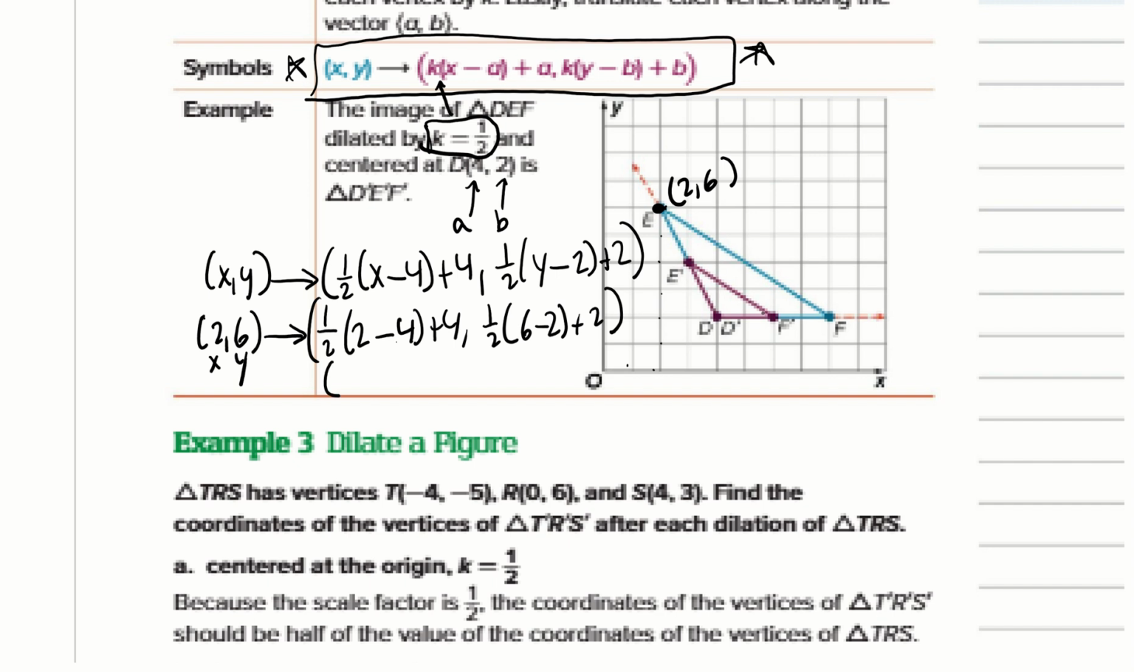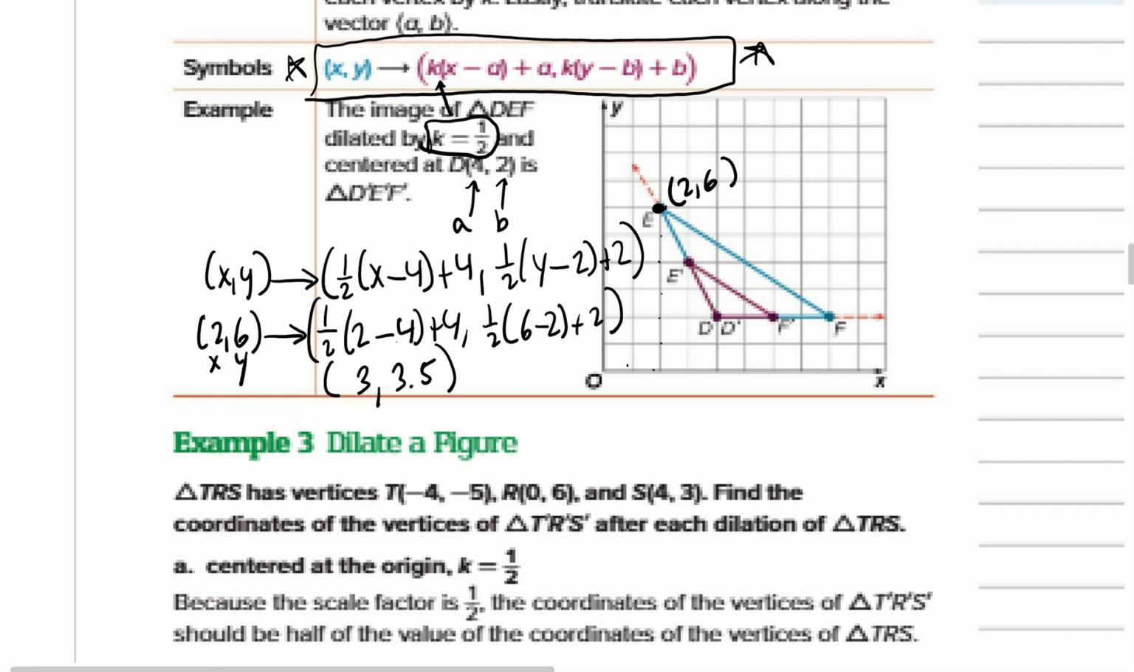So we got 2 minus 4 is -2, half of -2 is -1, -1 plus 4 is 3. Okay, so I'm not going to show all the work there just because I don't have any space here. 6 minus 2 is 3. Then we got 3 times 1/2, that's 1.5. 1.5 plus 2 is 3.5.